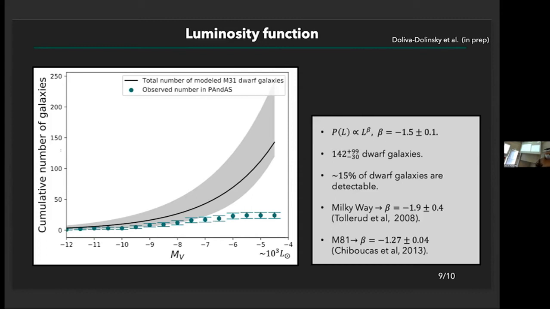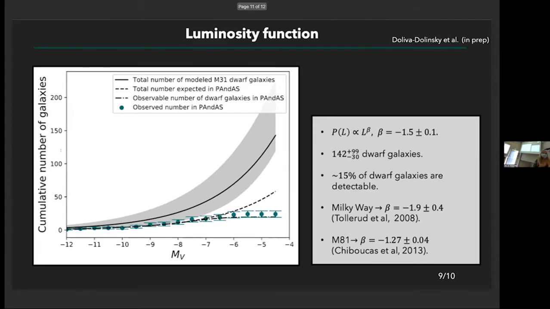So why is there such a difference? Firstly, because not all dwarf galaxies are in PAndAS. So the dashed line here represents the model corrected for the spatial boundaries of PAndAS. And then also not all dwarf galaxies can be detected. So if we add the detection limits, we obtain the dash-dotted line, which fits the points there. And one thing interesting is that only 15% of dwarf galaxies are detectable.